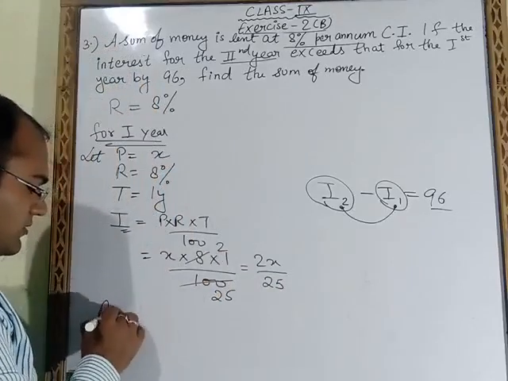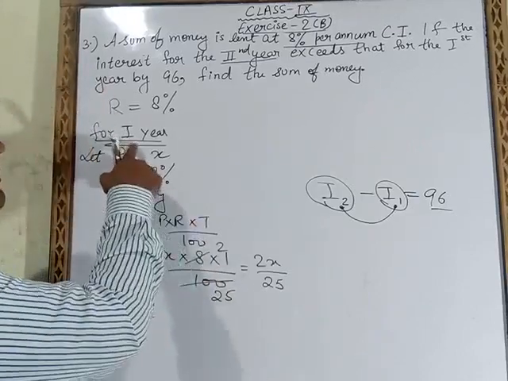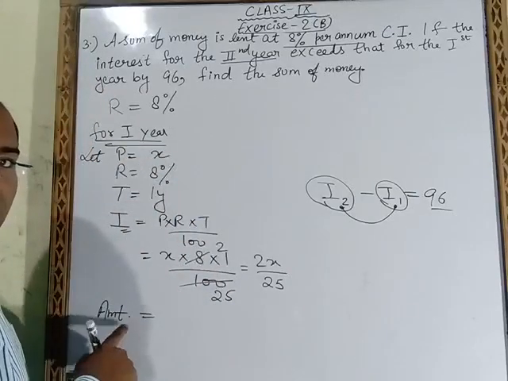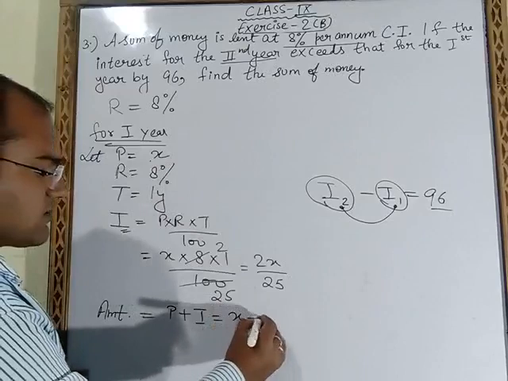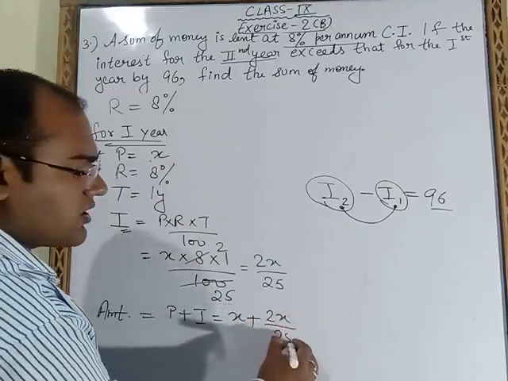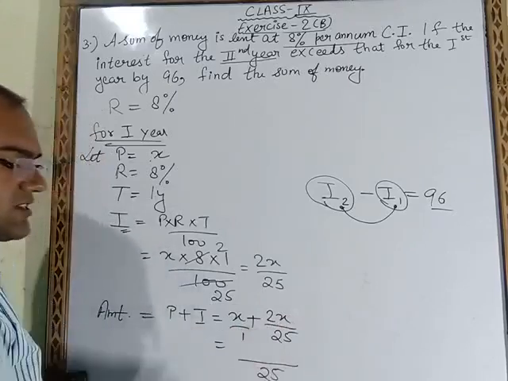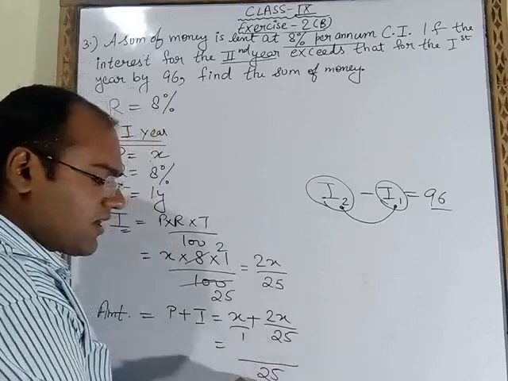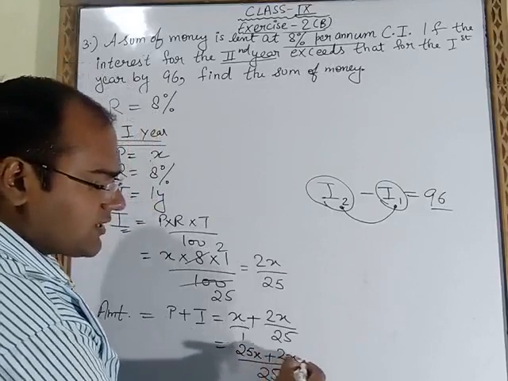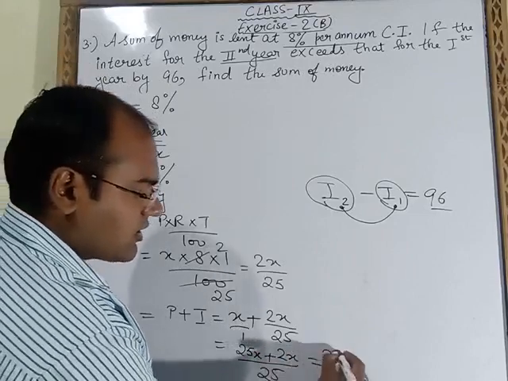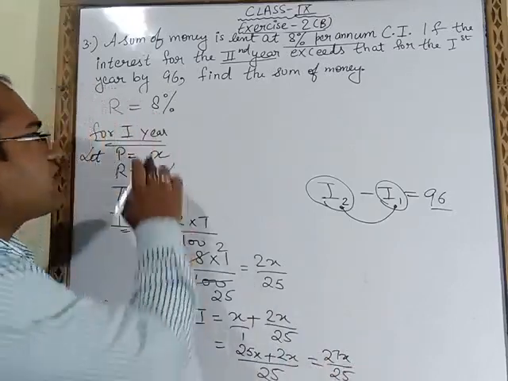Now what you have to do? We have to find the amount of first year. The heading we had already written. For first year we are doing this one, so this amount value is also for the first year. Amount is equal to principal plus interest. Principal is x plus interest is 2x upon 25. Now what will be the next step? We will take LCM. LCM of 1 and 25 is 25, and that 25 multiplied with x will be 25x plus 2x. So on solving it we will get 27x upon 25. So this is the amount at the end of first year.